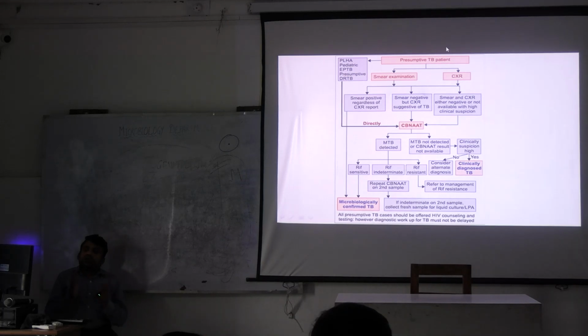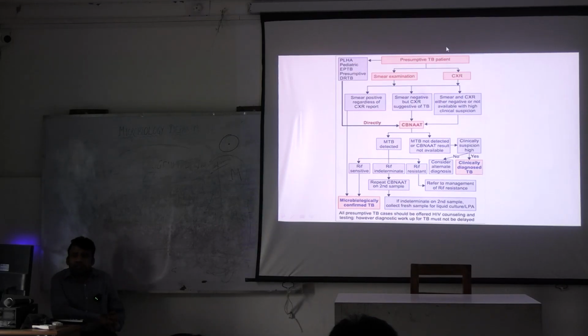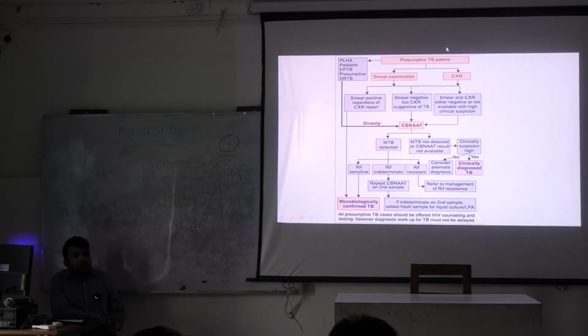If we are able to confirm the diagnosis microbiologically, we can label the patient as microbiologically confirmed tuberculosis. Many a times we may not be able to do so. In that scenario, we have to label the patient as clinically diagnosed tuberculosis.